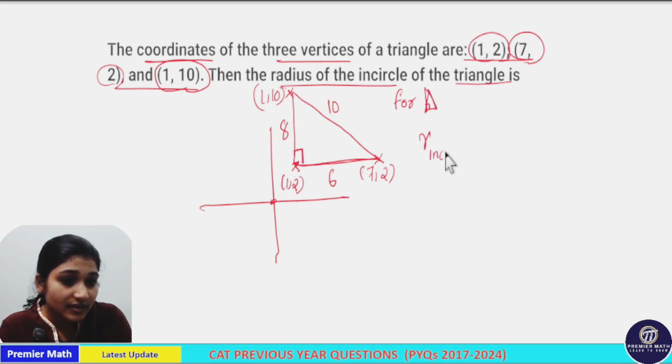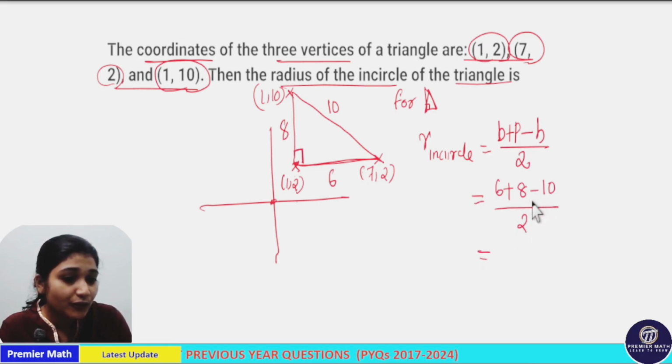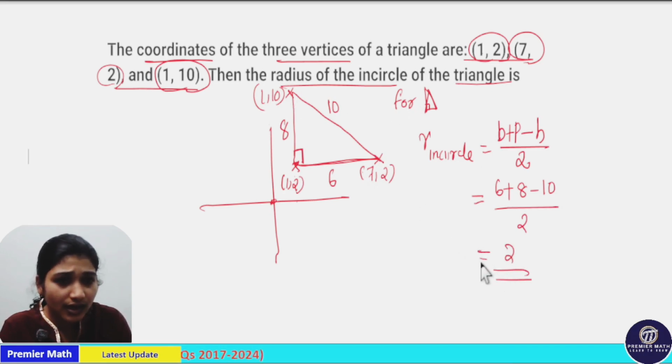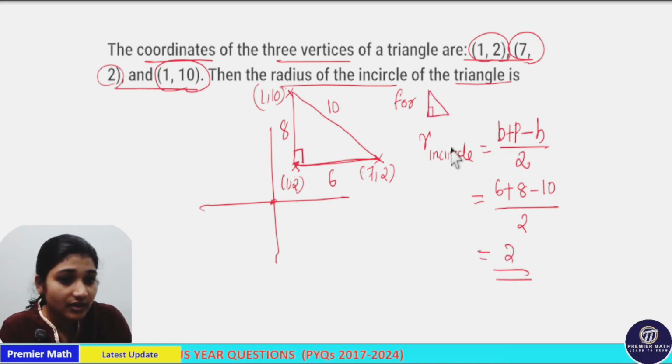Now, as it is a right angle triangle, for a right angle triangle, the radius of incircle is equal to base length plus perpendicular length minus hypotenuse divided by 2. Here base is equal to 6 unit, perpendicular is equal to 8 unit and hypotenuse is 10 unit. So 6 plus 8 minus 10 is 4, divided by 2 is equal to 2. So your answer is equal to 2 unit. So for any right angle triangle, radius of incircle is equal to base length plus perpendicular height minus hypotenuse divided by 2.